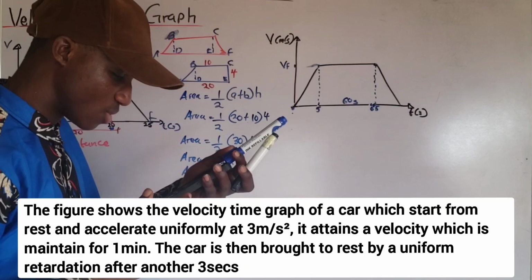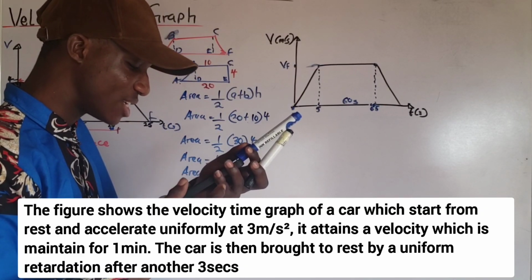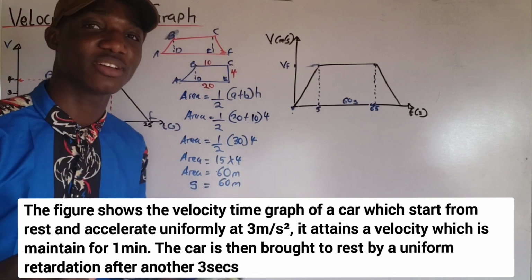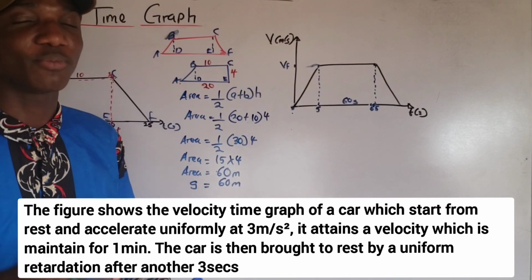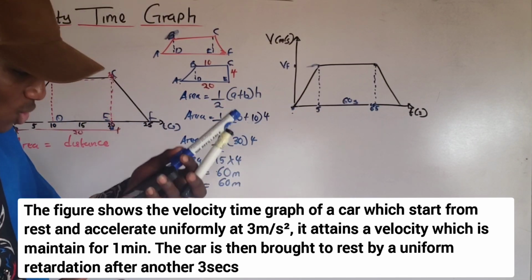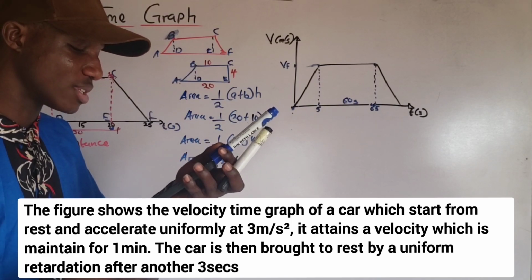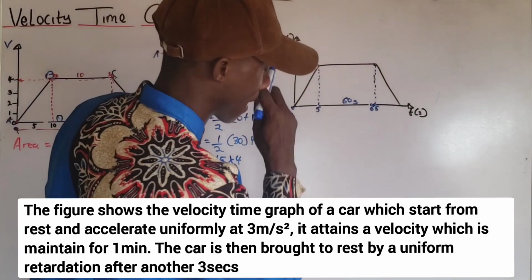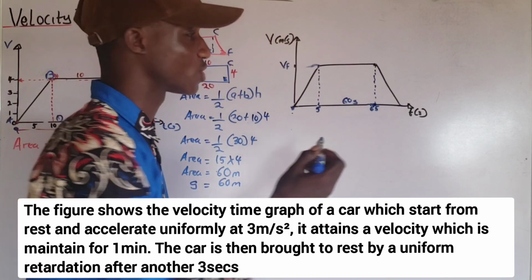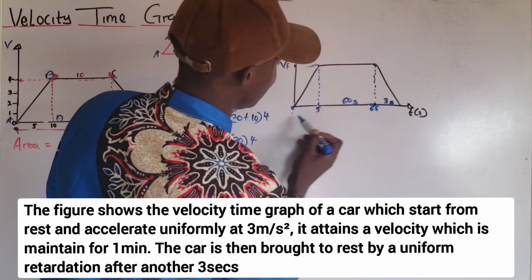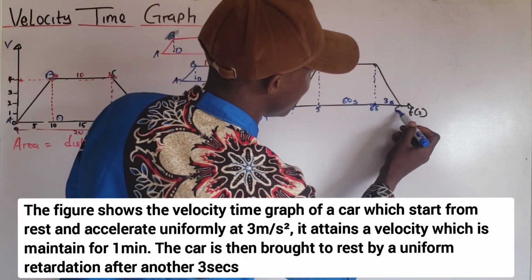Now, let's proceed with the question. The car then is brought to rest by a uniform retardation for another 3 seconds. Don't forget, in our previous class I told you retardation is negative acceleration. It is the kind of acceleration that brings the motion of an object to rest. You understand? So after undergoing retardation for another 3 seconds, it is brought to rest. So the time taken from this point to this point is 3 seconds. So if this is 3 seconds, that means that from this point to this point is 65 plus 3. That means I'm going to have 68 seconds.